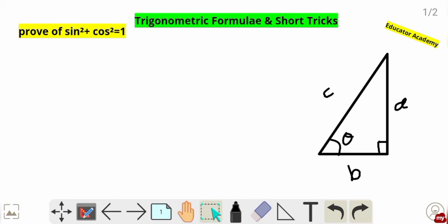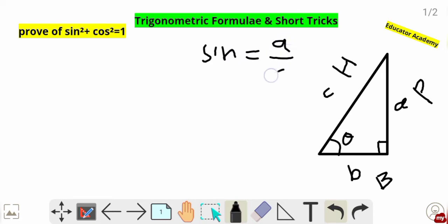So guys, we have been given a triangle. As we know, the side opposite the 90-degree angle is the hypotenuse, the side opposite theta is the perpendicular, and the remaining side is the base. So sine theta is equal to perpendicular over hypotenuse, which is a by c. In the same way, cos theta is equal to base over hypotenuse, where the base is b and the hypotenuse is c, so b divided by c.